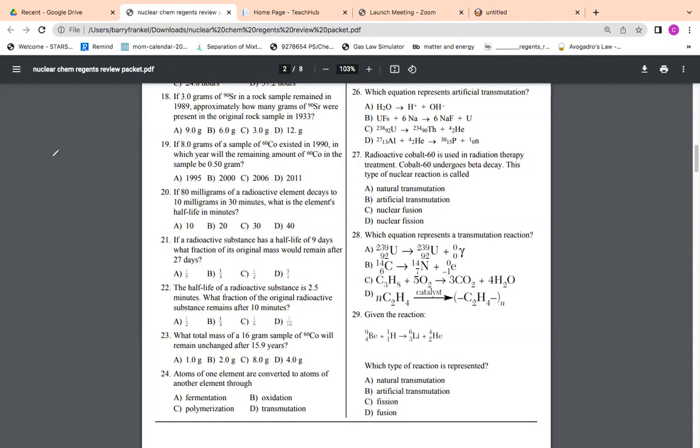Okay, so we have 8 grams of a sample of cobalt-60 existed in 1990. Again, you would go to table N, look up the half-life. For cobalt-60, it is 5.271 years. Again, I got that from table N. So in which year will the remaining amount of cobalt-60 in the sample be 0.50 grams?